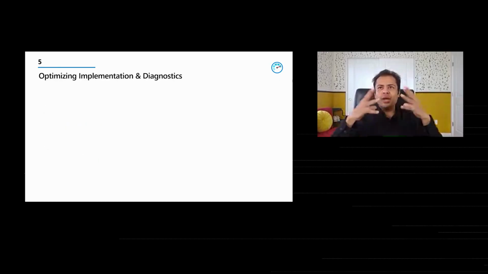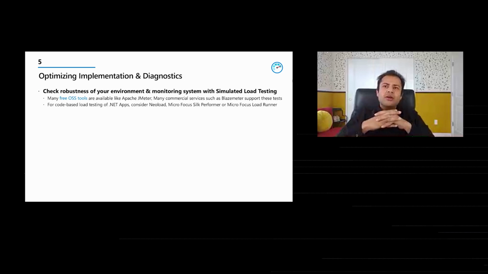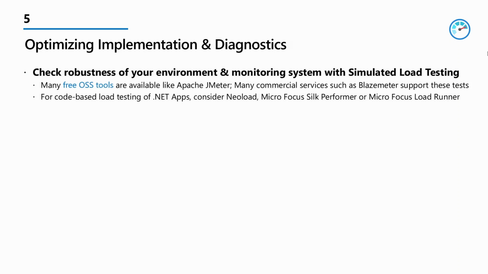So let's talk about, you have everything set up. Now you want to further optimize and iterate on your implementation, improve your diagnostics experience. Now, the first good idea here is, if you are trying to make your system robust, use some kind of simulated load testing to test if a spike happens or a load happens, is your system resilient enough or robust enough to handle that? There are various free open source tools available out there like Apache JMeter. Some commercial services are out there as well. And for .NET apps, code-based testing, there are another good set of examples out here that you can start using.